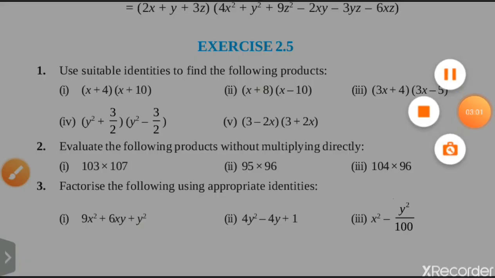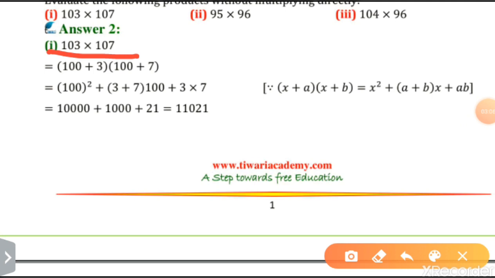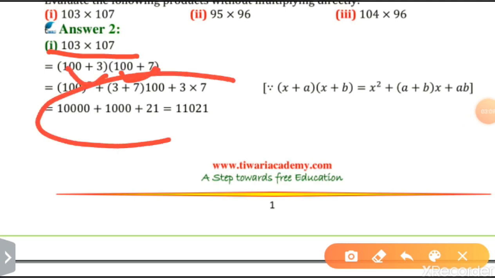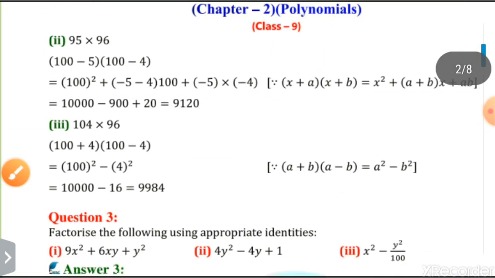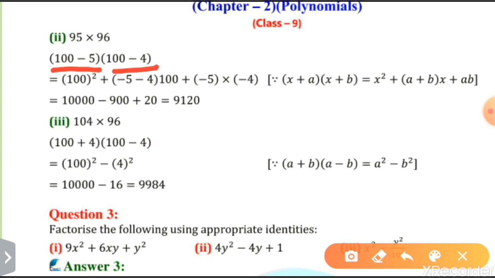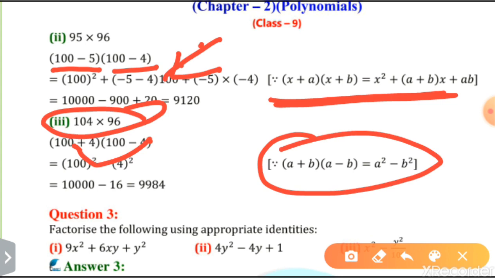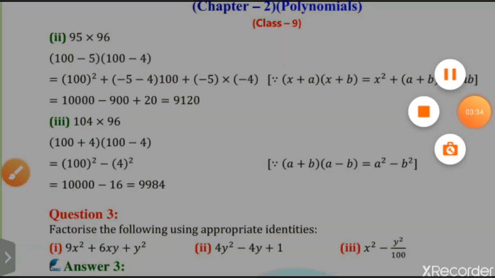Now I will show the solution. You can see the same process I told you, 100 plus 3, 100 plus 7 and the same formula. In the next question also, I told you two types, so in the answer they have written 100 minus 5 and 100 minus 4, and they have applied the same formula. Similarly, in the next part we will apply (a plus b)(a minus b), or you can say (x plus y)(x minus y) in a bracket. Now we will move to the next question.